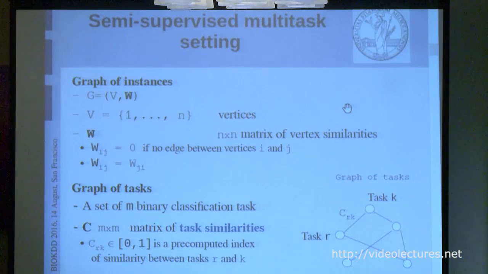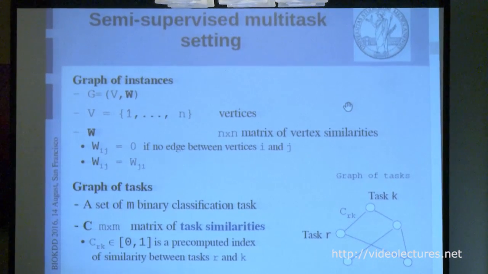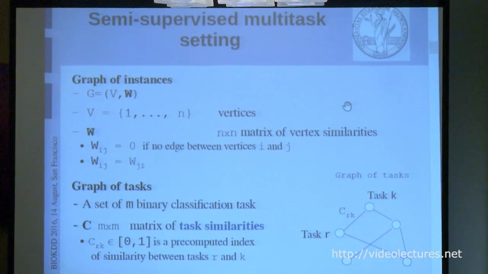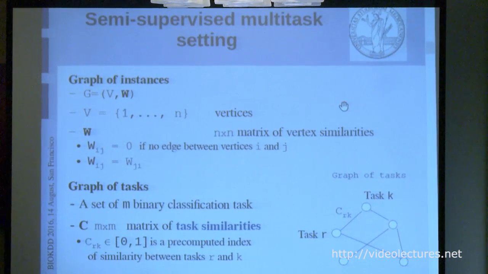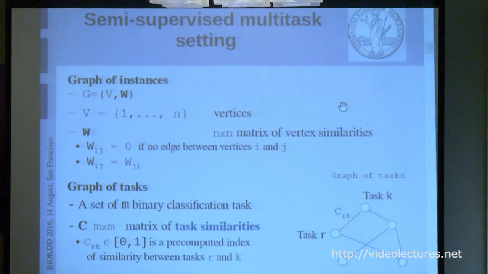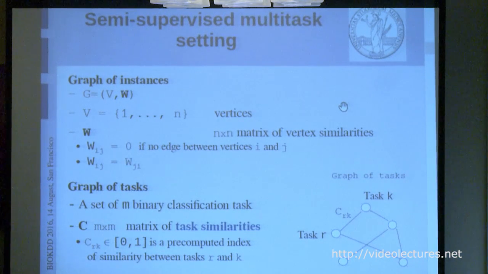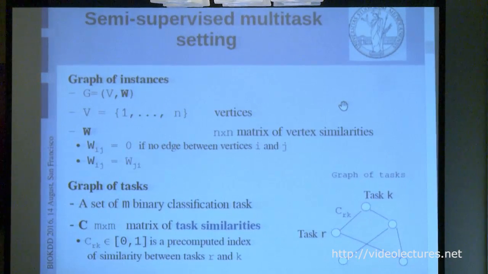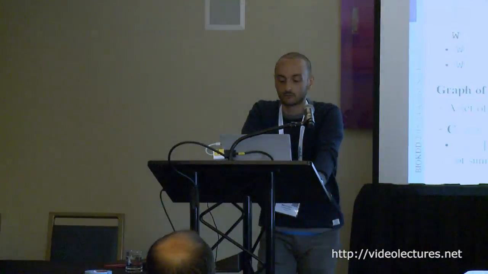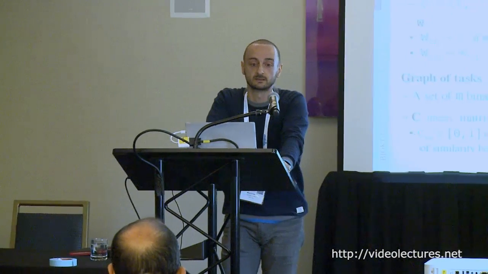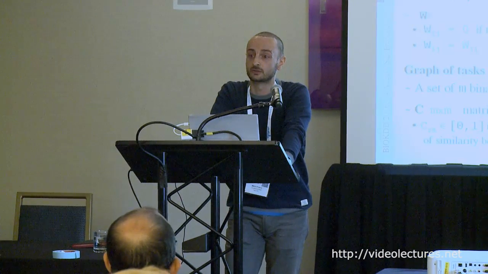On the other side, we have a graph of tasks. We know that some of the tasks we are going to predict are related to each other. We encode this information in the matrix C that, to simplify the problem, we suppose to be in the 0-1 interval. 1 is a similar task, 0 is a not related task. And of course, we want to use this information while predicting each task.